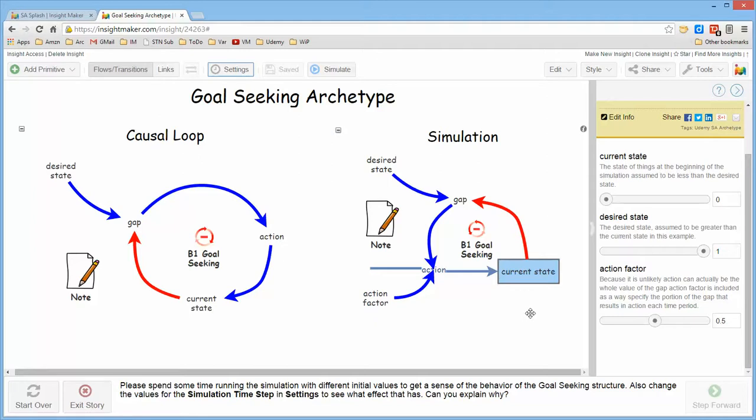So as I said, I would encourage you to access the model and actually interact with the structure, and just develop a level of familiarity with the way that the structure behaves.